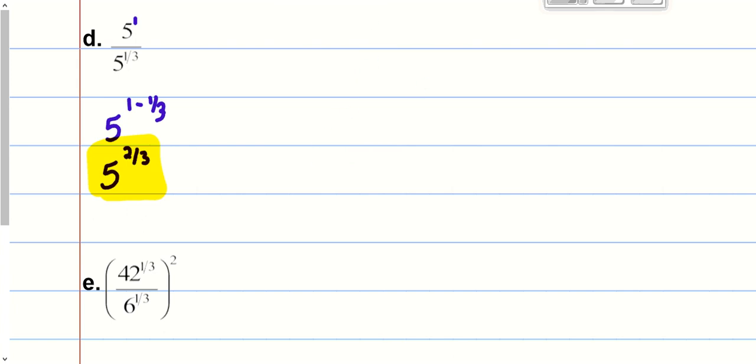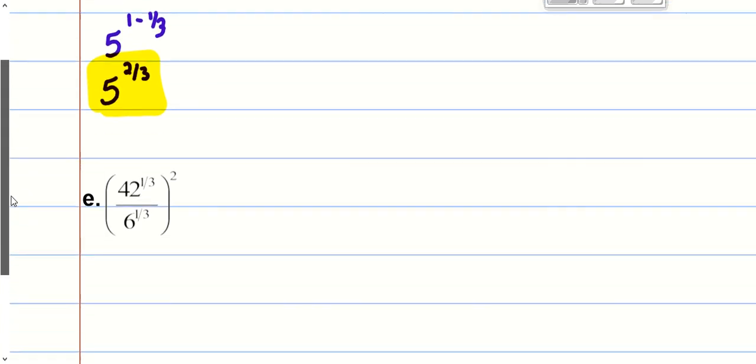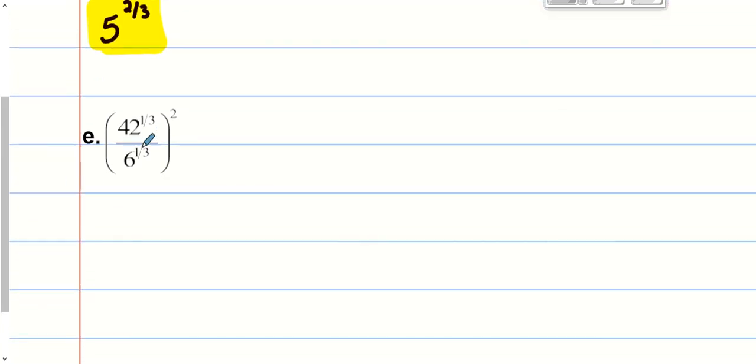So now I have E. So we have 42 to the 1/3 divided by 6 to the 1/3 all squared. So we have a quotient of powers and a power of a quotient. No, I'm sorry, we don't have a quotient of powers because the bases are not the same. But we can simplify. So we have 42 to the 1/3 squared, and we have 6 to the 1/3 squared.